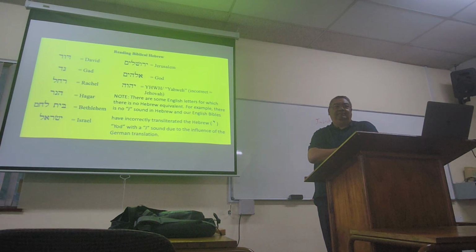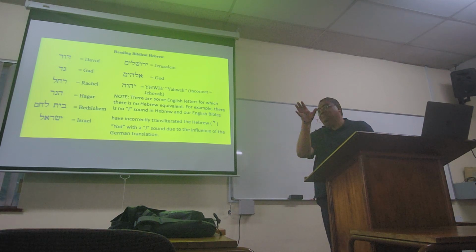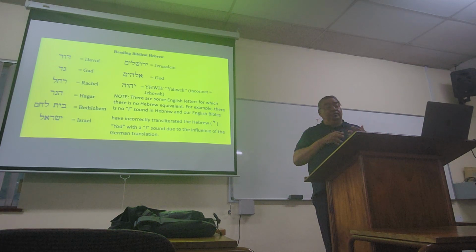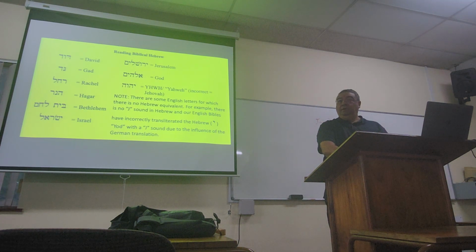Why did that happen? Blame Martin Luther. Probably. Because when Martin Luther translated the Bible from Hebrew into German, in German it's not a problem. Your Hebrew letter Yod can be represented by the J in German, which is the sound Y, not J in English. So that's what Luther did. In German it's a correct transliteration.